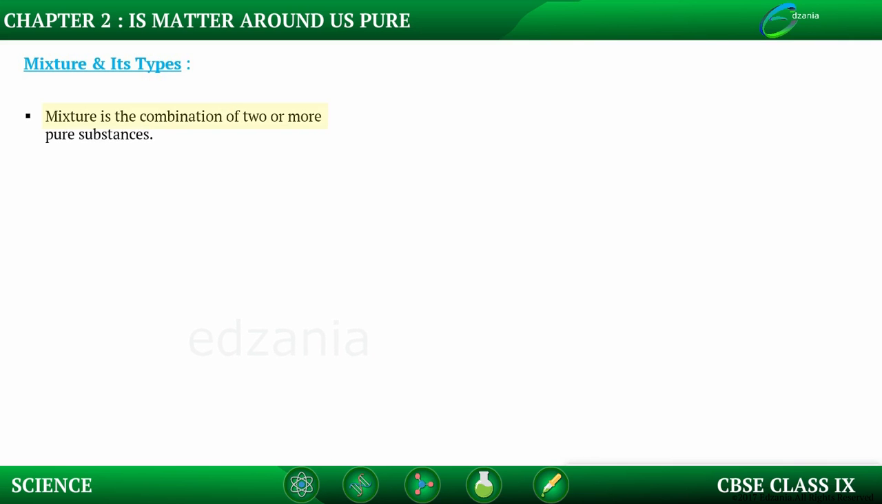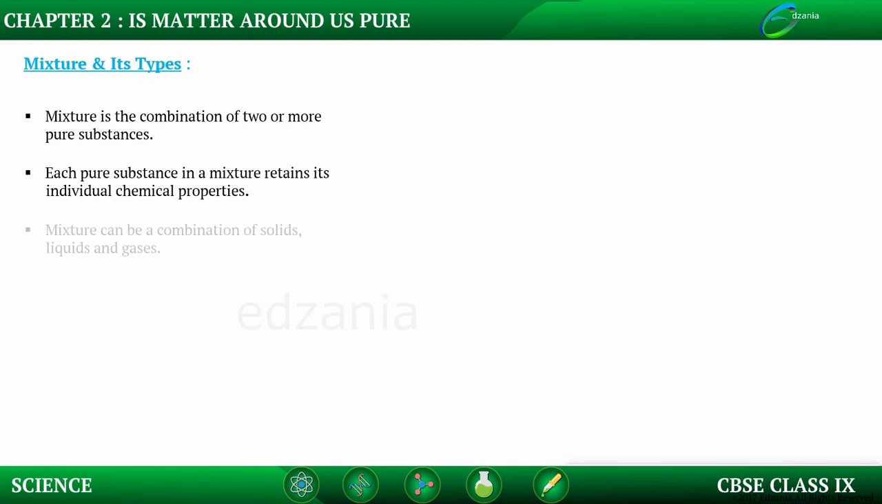Mixture is the combination of two or more pure substances. In previous section, we have studied that pure substances contain single type of particles. Since mixture is the combination of two or more pure substances, therefore it will contain more than one type of particles. Each pure substance in a mixture retains its individual chemical properties. We know that pure substances have their own chemical properties, and since mixture is the combination of two or more pure substances, therefore these pure substances when form mixtures they retain their individual chemical properties.